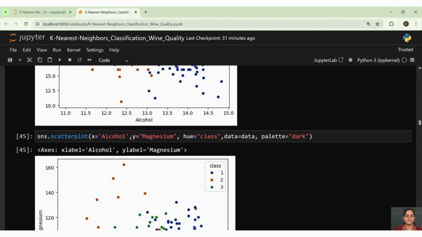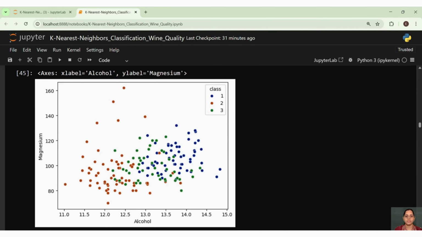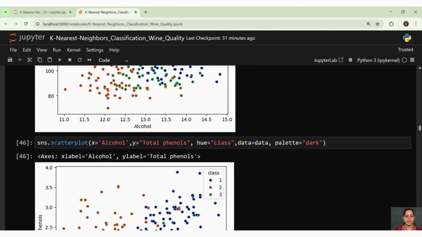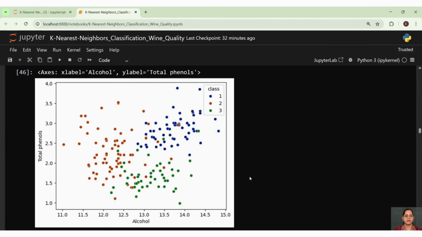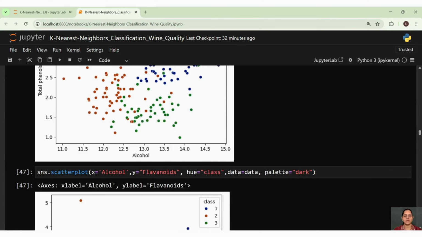Now I have my alcohol and magnesium, right? If you see, all data points are better scattered, it's not problematic. Then we have alcohol and total phenols. I will share all these things whenever I get time. Please go through these things at least once. This is how the data is getting distributed among 3 classes, class 1, 2 and 3.